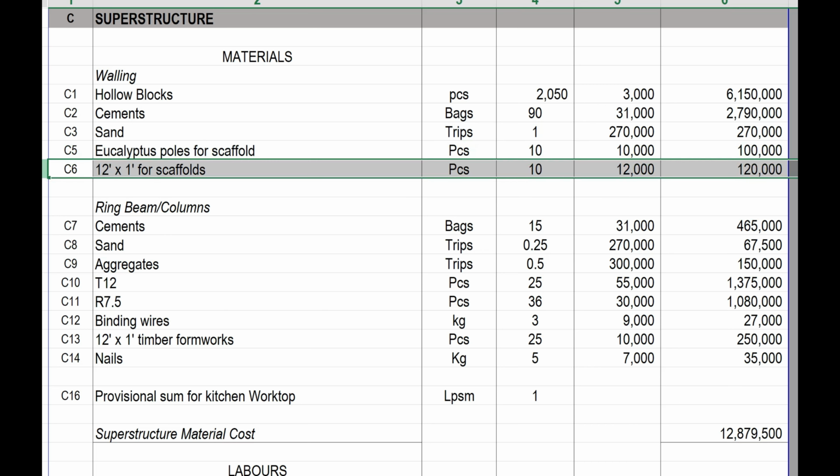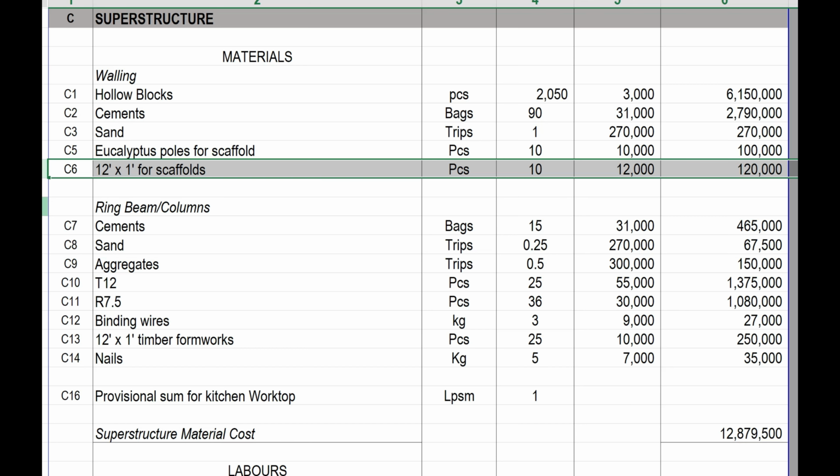And still on scaffolding, we might also need about 10 pieces of 12 by 1, which we can put where they can put bricks and mortar when they are building, and then that can also be enough. And these 12 by 1, they are the ones which create a platform on a scaffold.